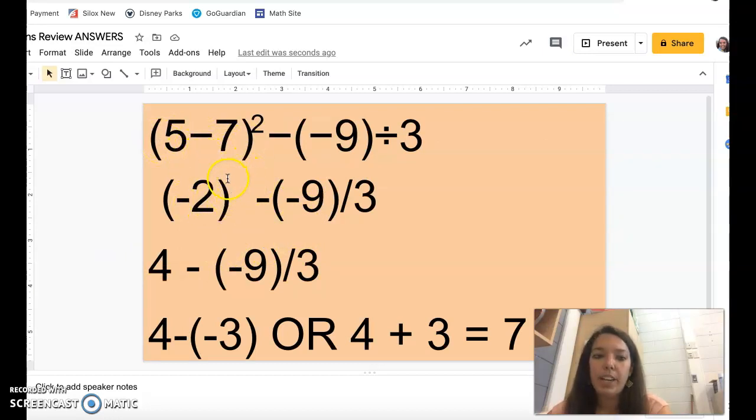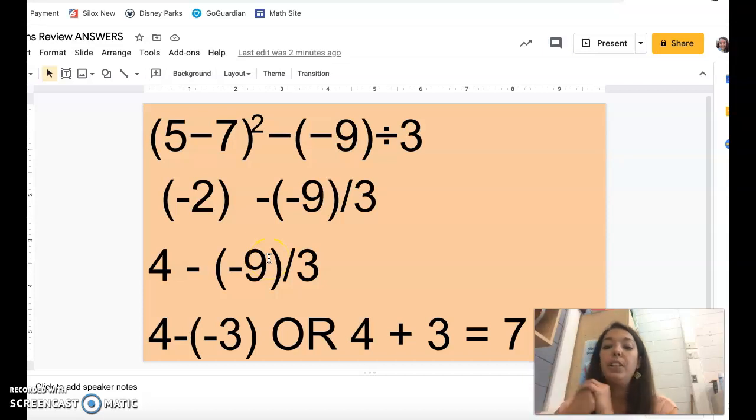And the last one, you had to do your parentheses and get that negative 2. There should be a 2 right here. I meant to put that on there, and I did not. So that was negative 2 to the second power, which is positive 4, because it was negative 2 times negative 2. Then you do not add or subtract before you divide. So you'll do negative 9 divided by 3, which is negative 3. And then that double negative makes that a positive 3, so 4 plus 3 is 7.